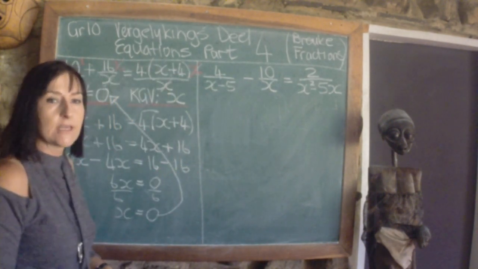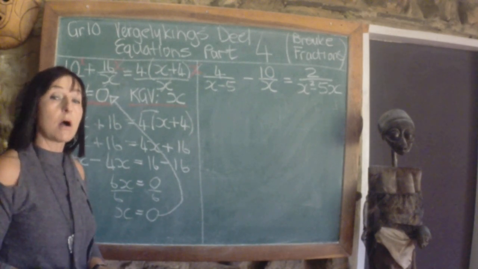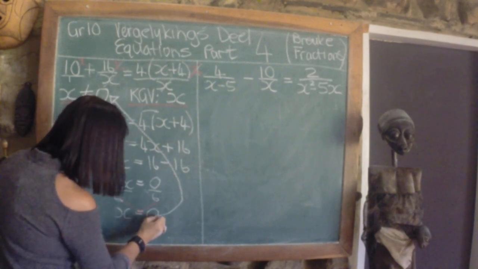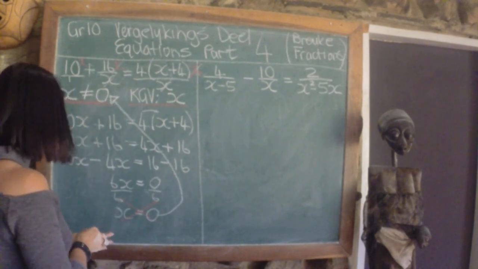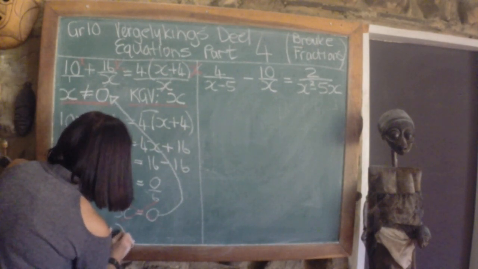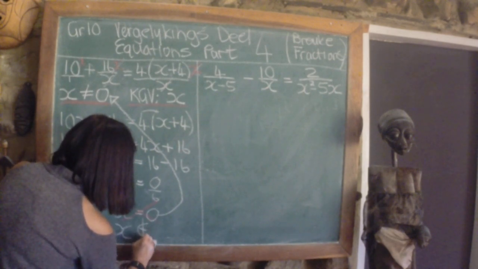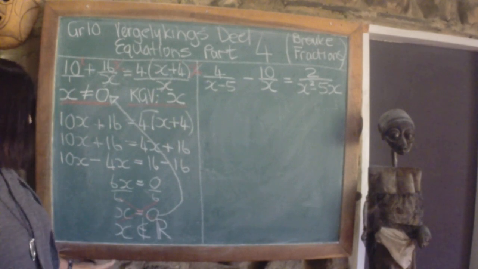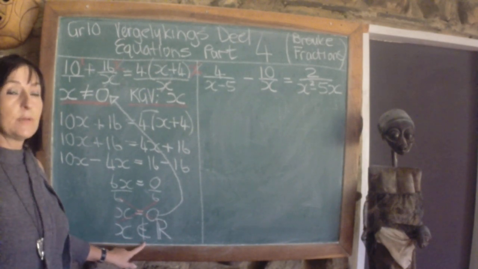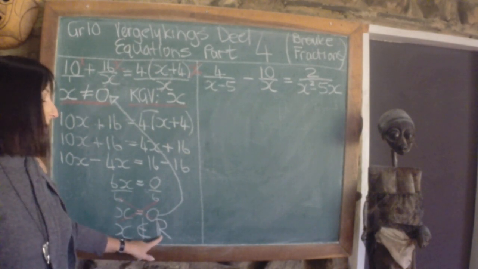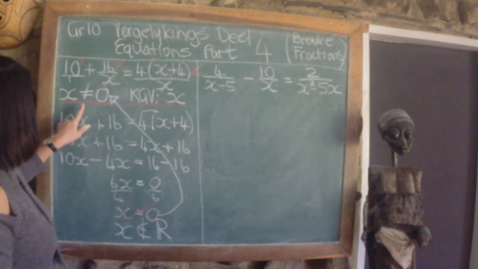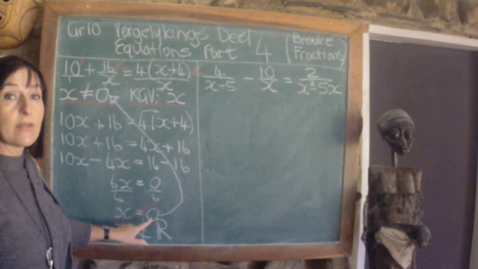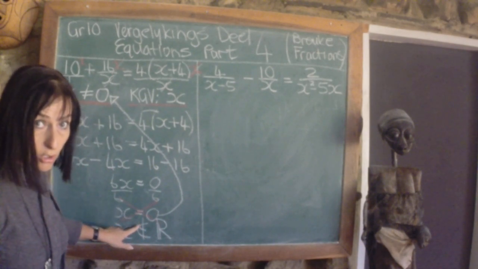Wat mag x nie wees nie? X mag nie 0 wees nie, en daarom kan ek nie my antwoord gebruik nie, en ek moet sê, daar is nie 'n antwoord vir x nie. En hoe sê ek in wiskunde, daar is nie 'n antwoord vir x nie? X is not an element of the real number system. And if I haven't done that, then my answer would have been 0, and that would have been wrong.